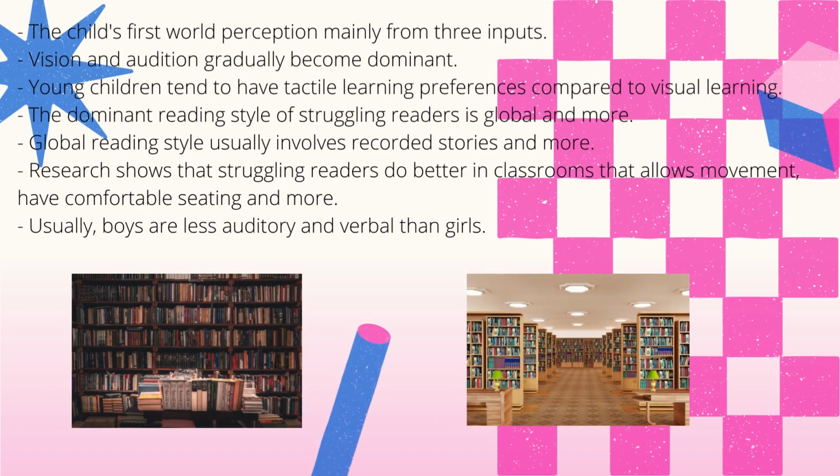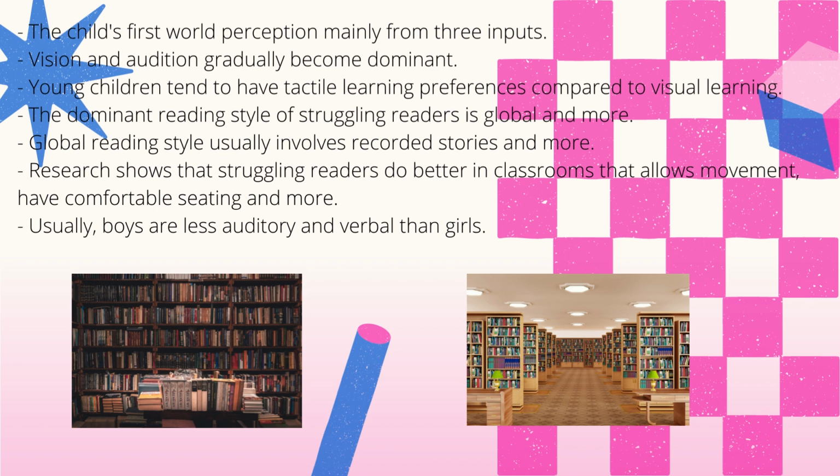The child's first world perceptions are mainly from three inputs, which include tactile, kinesthetic, and vestibular. Vision and audition gradually become dominant when these three basic senses become integrated with the higher level senses. Young children tend to have tactile reading preferences compared to visual learning, and the dominant reading style of struggling readers is global. Global reading style usually involves recorded stories. Research shows that struggling readers do better in classrooms that allow movement and have comfortable seating, which at the same time also enables students to work with relative ease in different groupings.